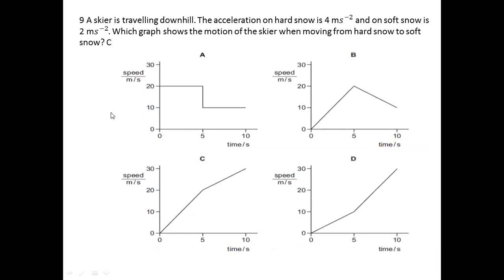Okay, a skier is traveling down the hill and the acceleration on the hard snow is 4 meters per second squared, and on soft snow it is 2 meters per second squared. Which graph shows the motion when the person is moving from hard snow to soft snow? The correct answer is C, because for the first part the acceleration should be 4, and for the second part the acceleration should be 2. So C is the correct option.